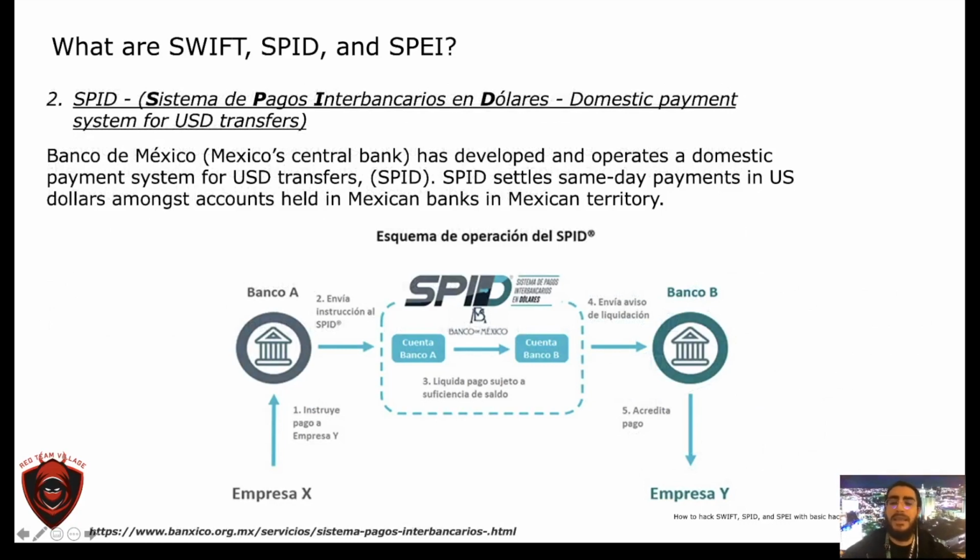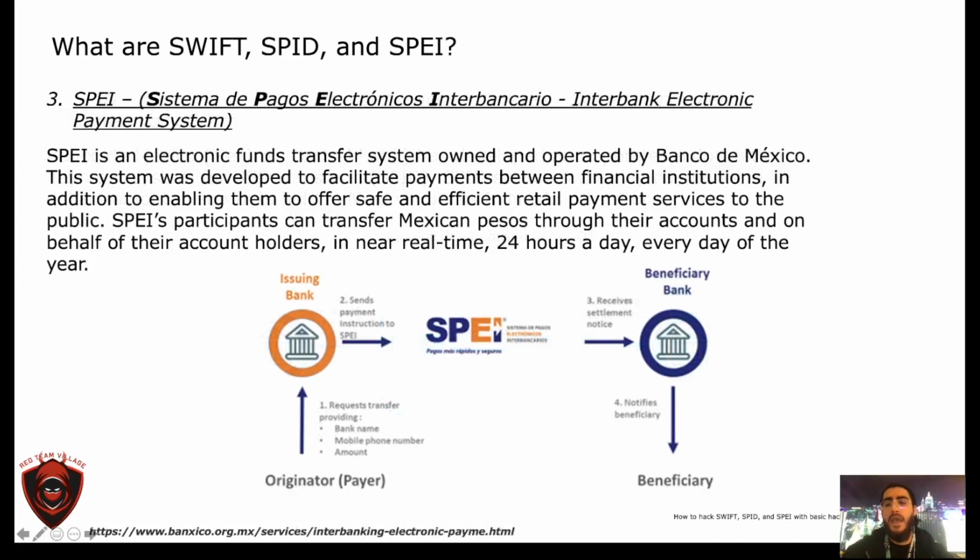Now, SPID is a domestic payment system for US dollar transfers developed and operated by Banco de Mexico. SPID settles same-day payments in US dollars among accounts held in Mexican banks in Mexican territory. And SPEI is a system to facilitate payments between financial institutions, through their accounts and on behalf of their account holders, in near real time, 24 hours a day, every day of the year, in Mexican territory also.